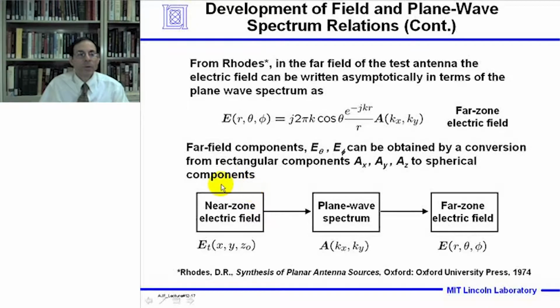So to summarize, we take a near zone electric field, either calculated or measured, at a distance z0 from the antenna under test. We compute the plane wave spectrum, A, as a function of kx and ky, and from that, using the above equation, we find the far zone electric field, E, as a function of r, theta, phi.